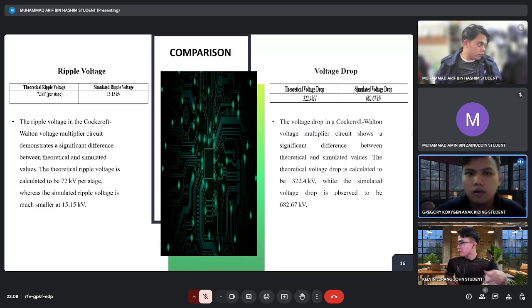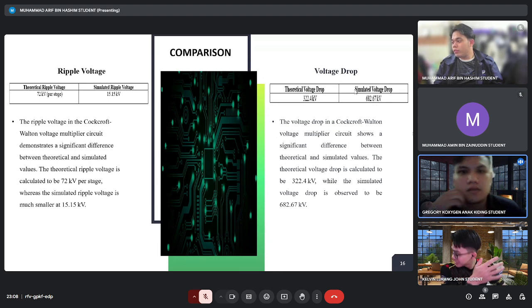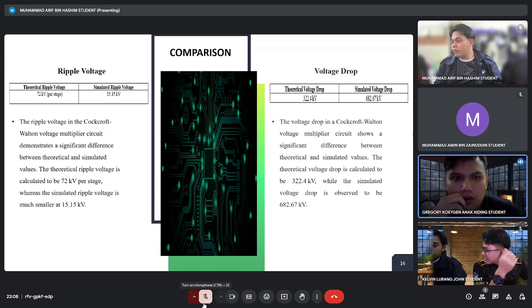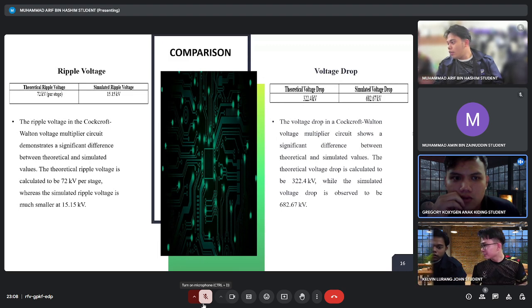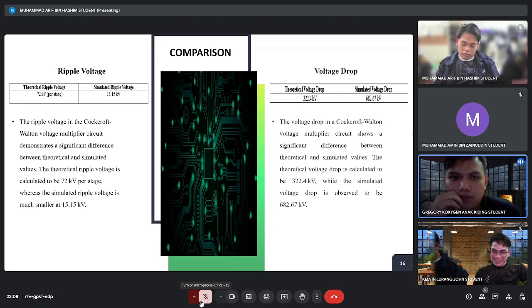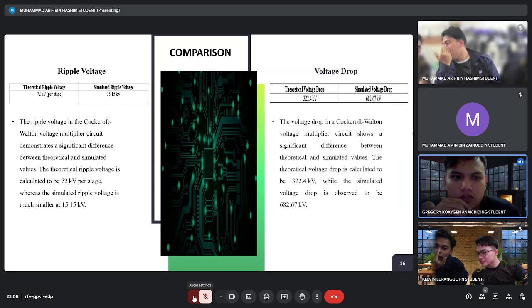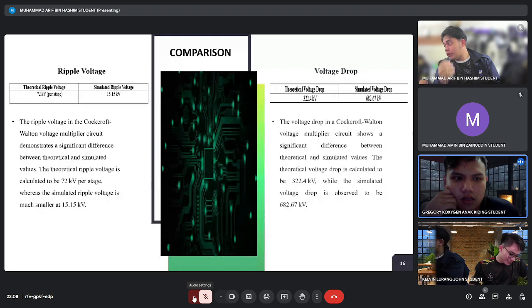Okay, thank you, Kelvin. I will present about the comparison of the results that we have taken. So for the ripple voltage, the theoretical ripple voltage per stage we get is 72 kilovolt, but when we simulate the ripple voltage we get 15.15 kilovolt. So as we know, the ripple voltage in the Cockcroft-Walton voltage multiplier circuit demonstrates a significant difference between theoretical and simulated values.